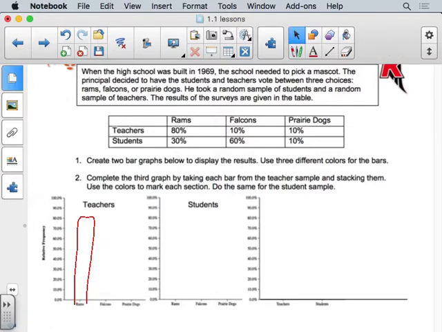The Rams had 80%, so I'm gonna make a nice graph that says 80%. And then the Falcons were at 10%. And then the mighty Prairie Dogs were at 10%.